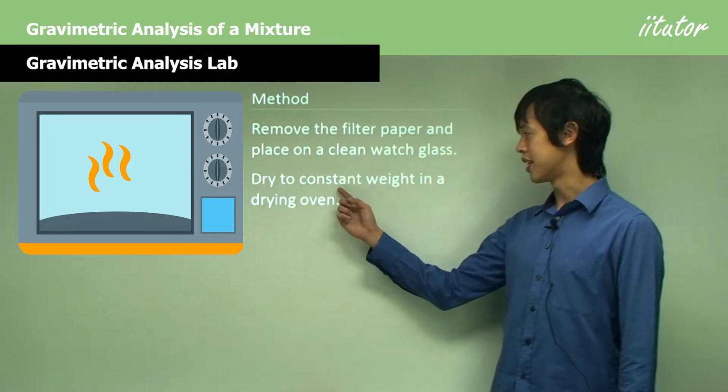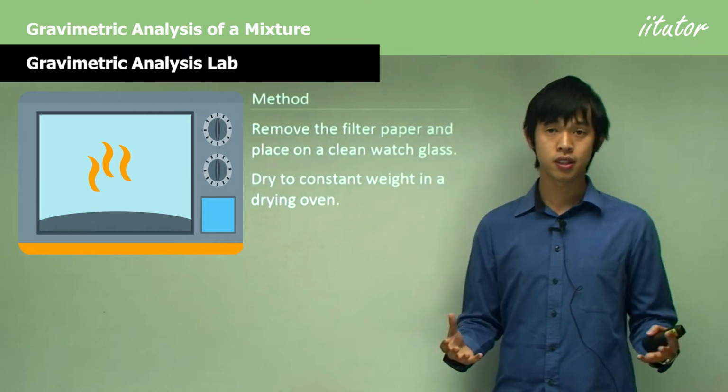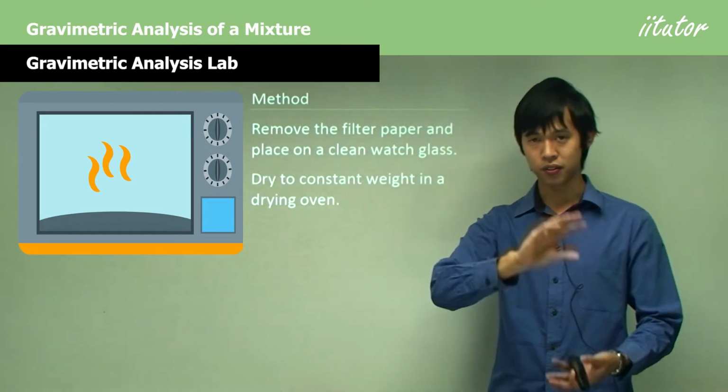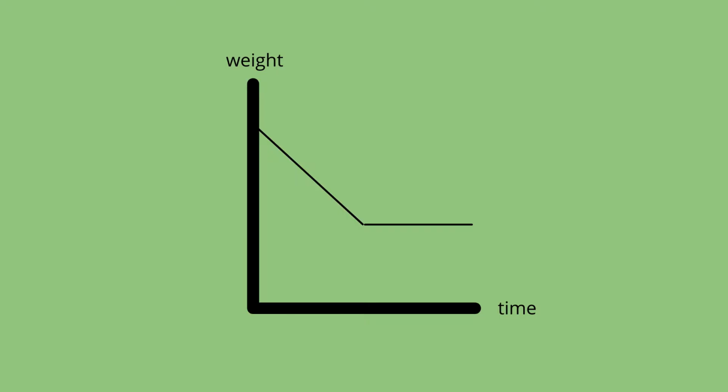And the reason why we say "to a constant weight" is because if you're evaporating water, it doesn't all happen at once. Some of the water will disappear, then some more over time. If you were to plot this, with time on this axis and weight on this axis, you'd see that over time the weight would decrease, but after a certain period it'd just flatten out. If it's flat, that's your constant weight.